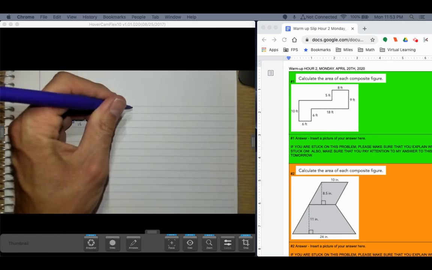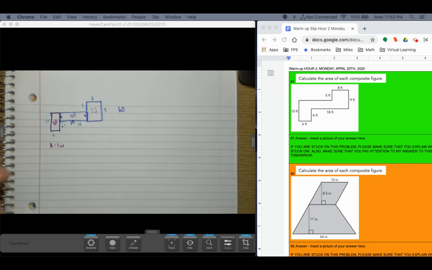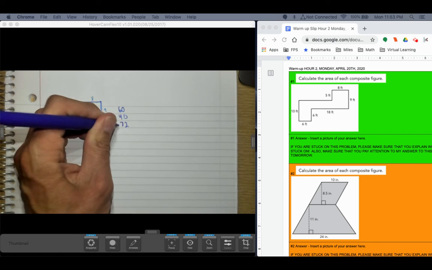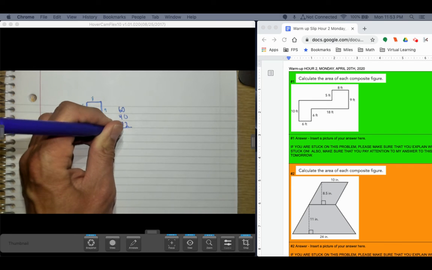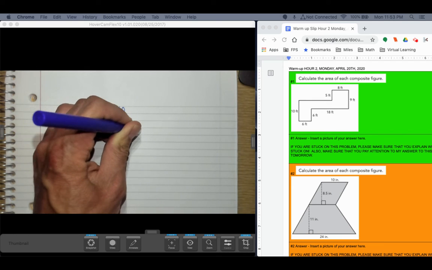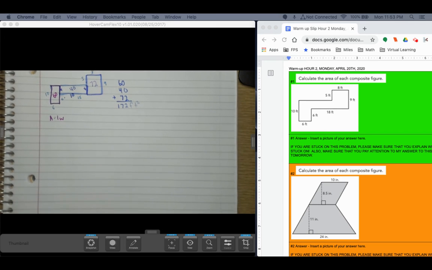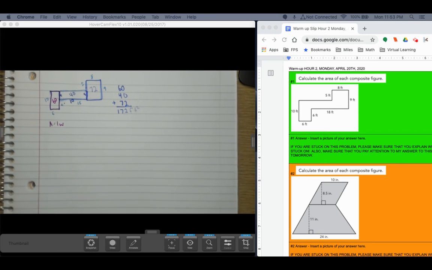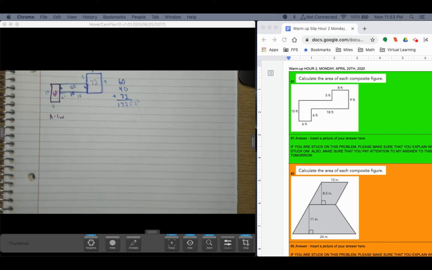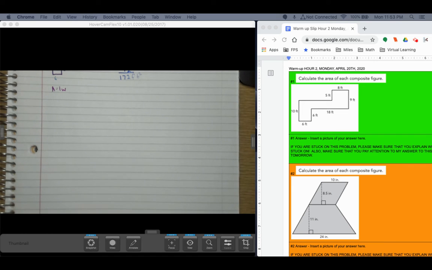And so now I take my 60 feet squared plus my 40 feet squared plus my 72 feet squared, and I get 172 feet squared. Okay? And so these are tricky problems that we covered earlier in the year. I saw it in the warm-up, and I want to go over some more of these because this is something that is challenging.